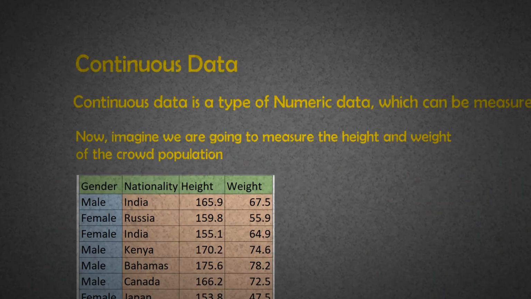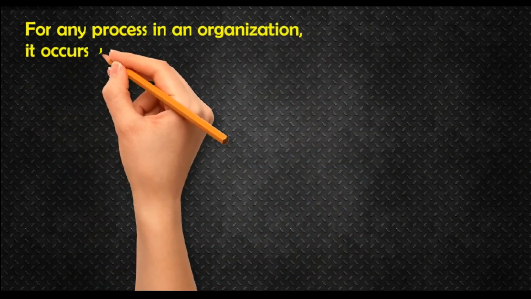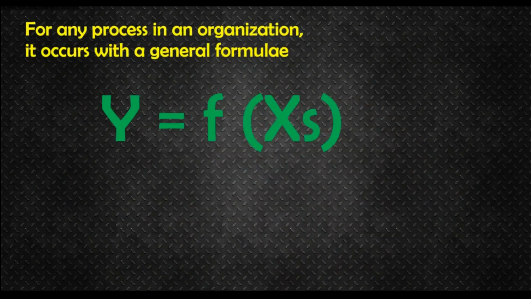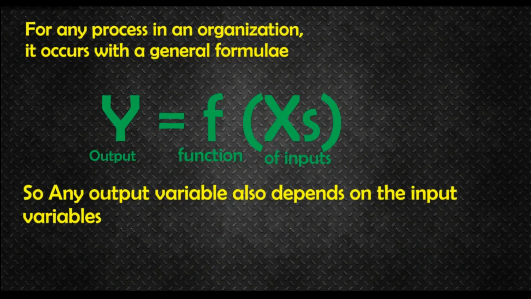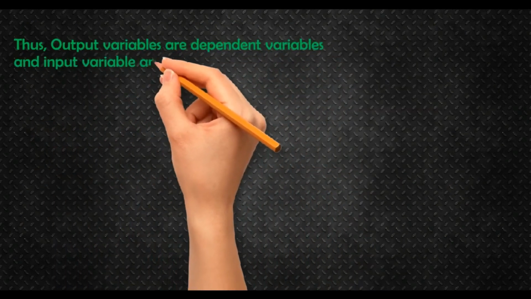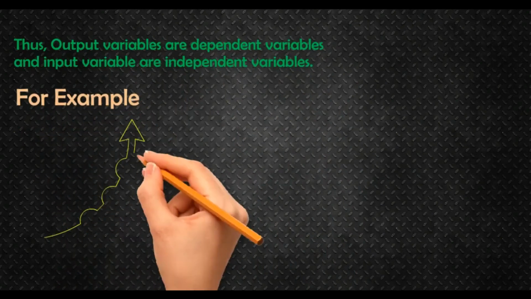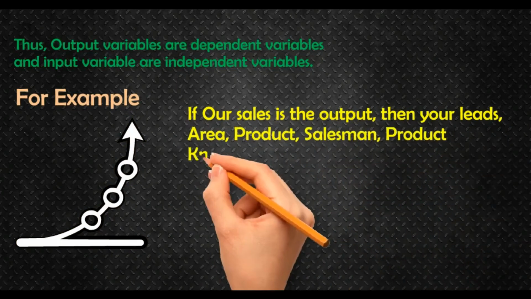Now let us get into the real purpose of statistics. Any process in an organization occurs with a general formula: Y equals function of x's. Y is the output, which is a function of multiple inputs, x's. So any output variable depends on the input variables. Thus, the output variable is called the dependent variable and the input variables are called independent variables.